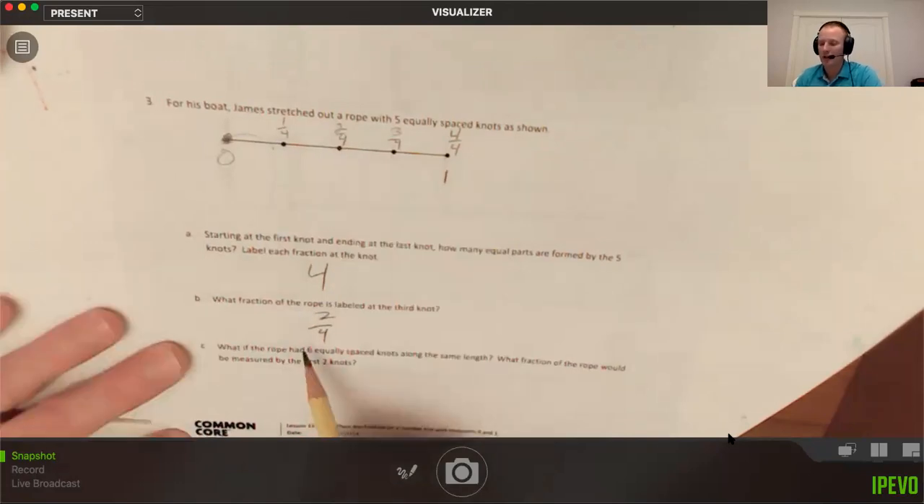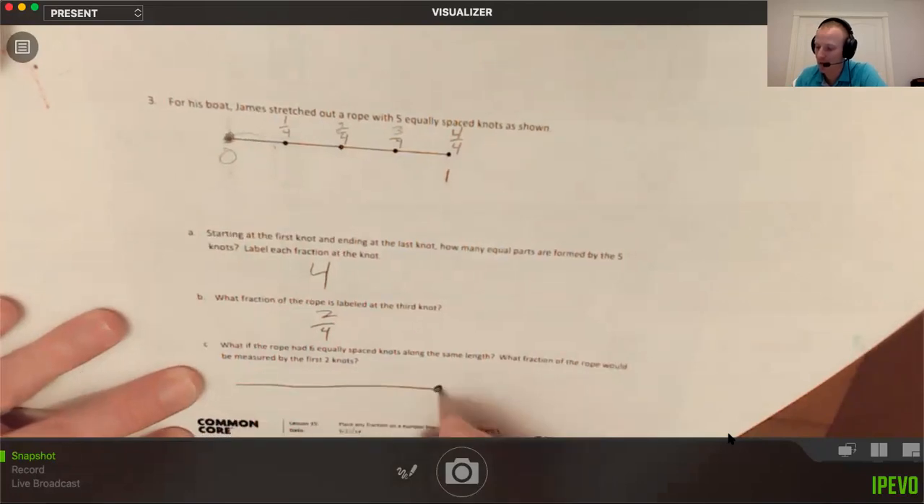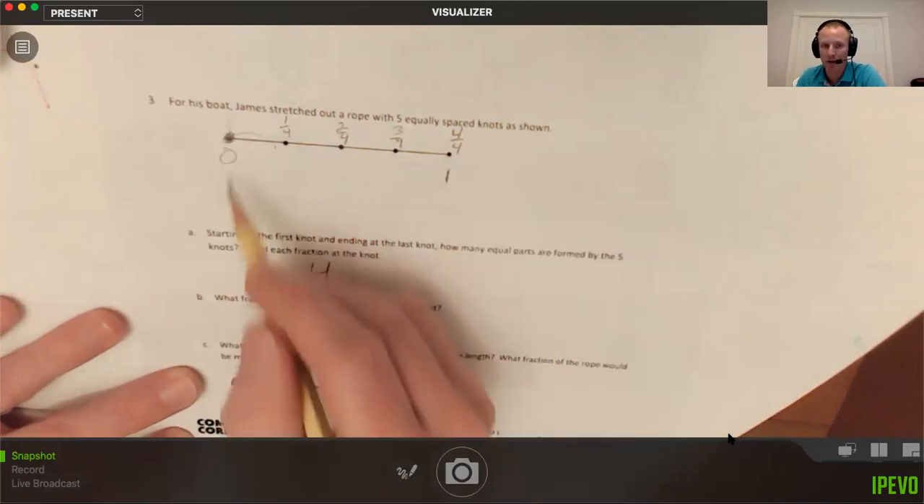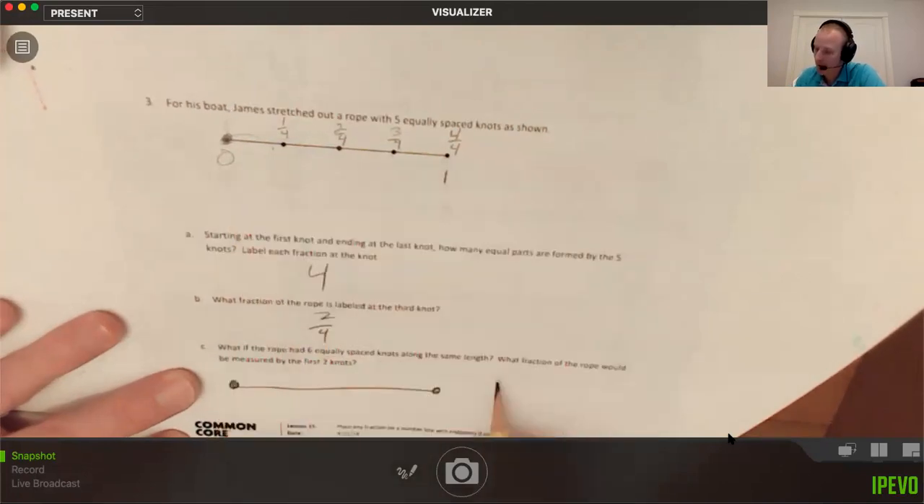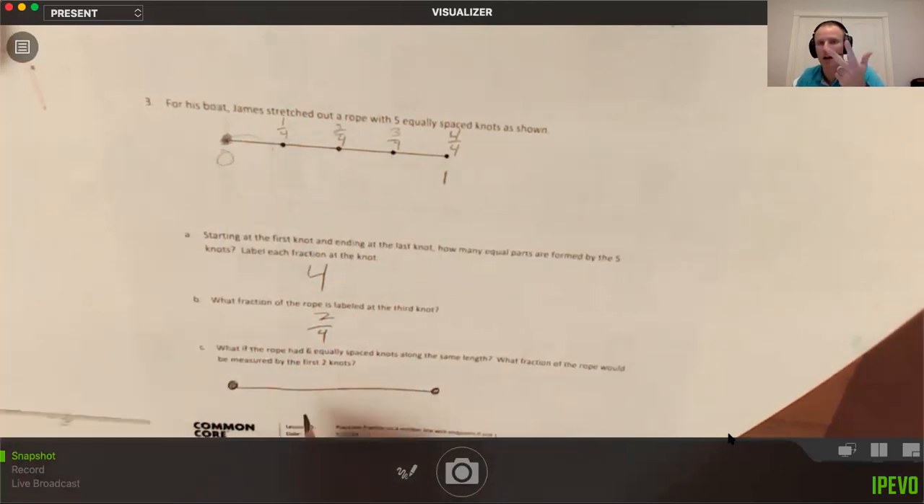And lastly, it says, what if the rope had 6 equally spaced knots along the length, same length? What fraction would be measured by the first 2 knots? Well, I'm going to draw it again. If you ever get a problem like this, I recommend you draw it. So it's basically saying draw the same rope as we have here. So I drew about the same length. And now we're going to space out 6 knots. So I have 1 and 2 already. I have 3, 4, 5, 6. I have 4 more knots to squeeze in here.